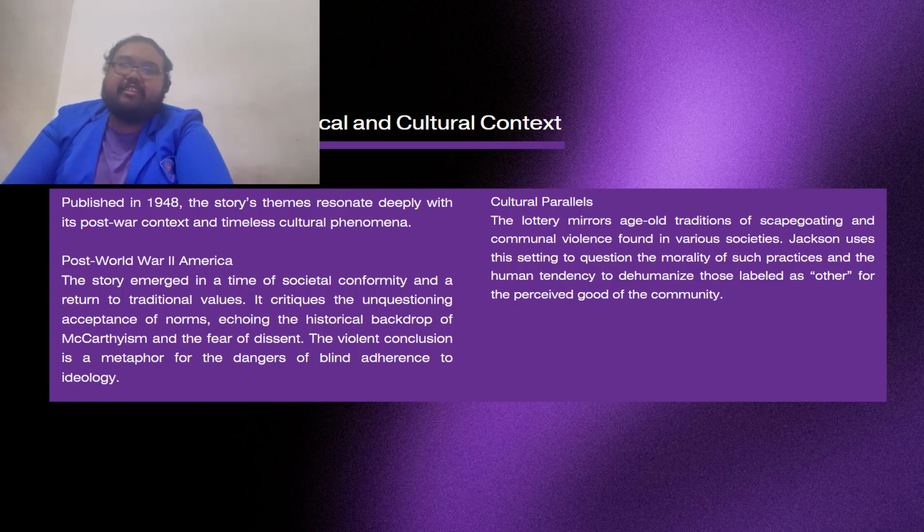Cultural parallels: The Lottery mirrors the age-old tradition of scapegoating and communal violence found in various societies. Jackson used this setting to question the morality of such practices and the human tendency to dehumanize those labeled as other for the perceived good of the community.